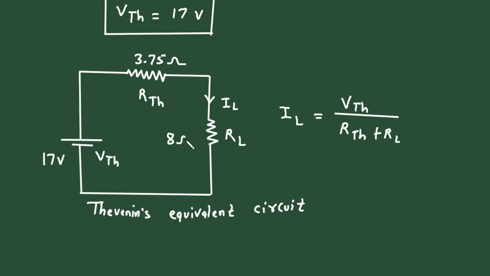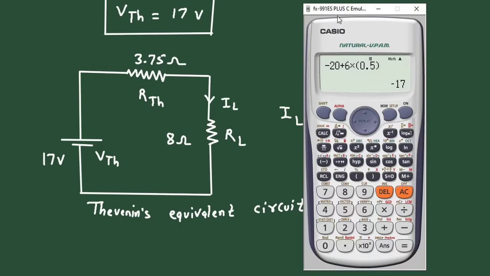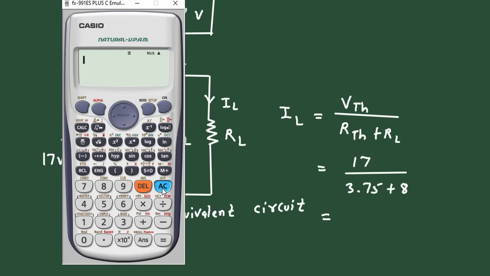So it will be of 8 ohm. Now we can easily find the value of this IL, that is the current through this 8 ohm. So IL is equal to VTH divided by RTH plus RL, where VTH is 17, RTH is 3.75, and RL is 8 ohm. So therefore IL is equal to 17 divided by 3.75 plus 8.